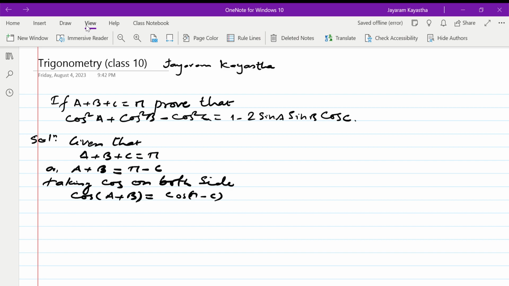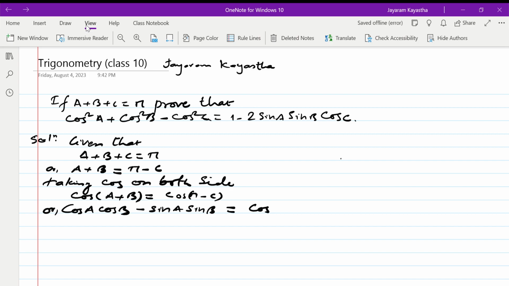Now for this cos A plus B, the formula from trigonometry gives cos A cos B minus sin A sin B equals cos of pi minus C.